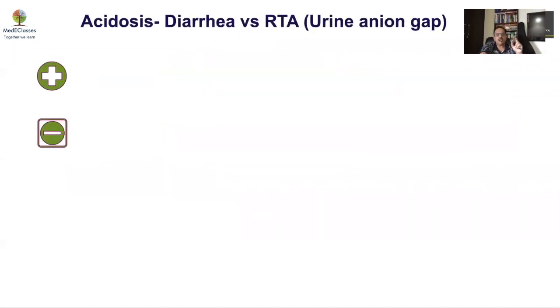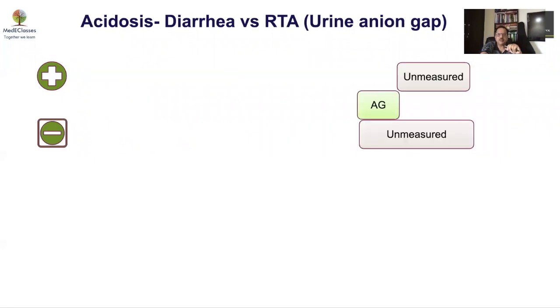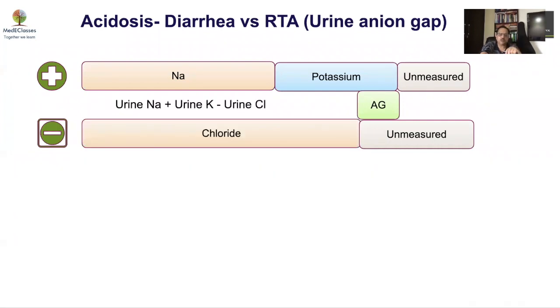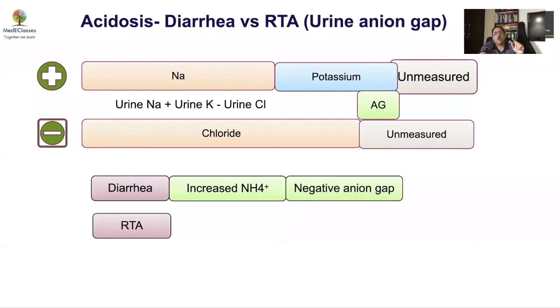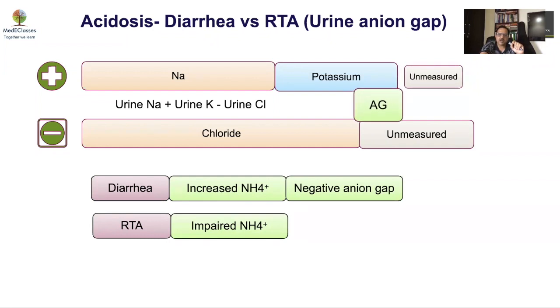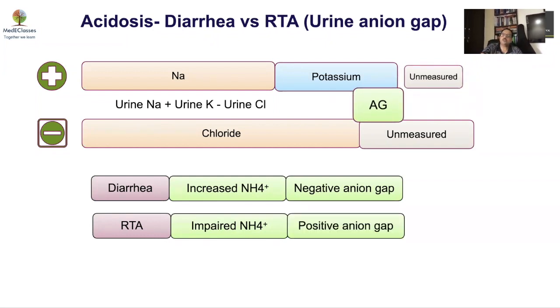It is very important to look at acidosis, particularly the urinary anion gap. The urinary anion gap is basically the difference between unmeasured anions and unmeasured cations. In diarrhea, because ammonium production becomes more, we expect this anion gap to become negative. While in RTA, because ammonium production is defective, you expect this anion gap to become positive. So the most important thing to look at in somebody who has acidosis and hypokalemia is the urinary anion gap. Positive anion gap suggests RTA, while negative anion gap suggests diarrhea.